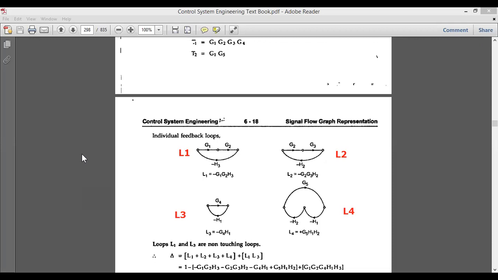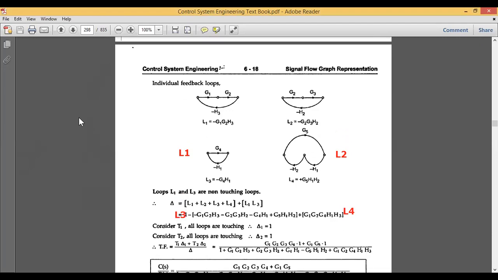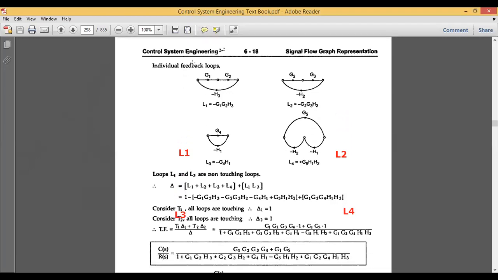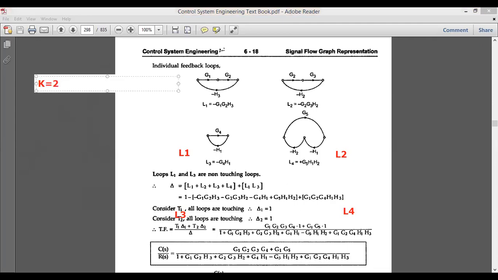So we have K, right? So let us represent here again to make it more simple. Okay, so we have the value of K, which is equal to how much? It is equal to 2. Fine. Then we have T1. T1 is equal to G1 G2, G3 and G4. Then we have T2, the second forward path, which is G1 and it is only G4.